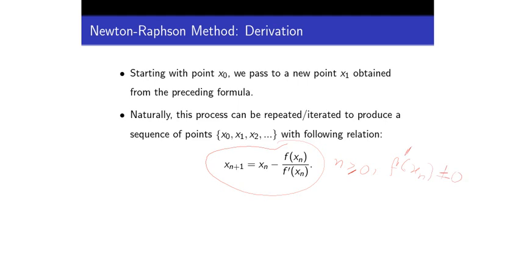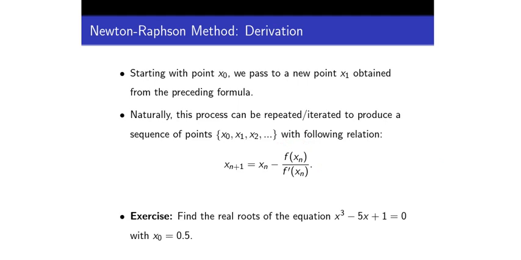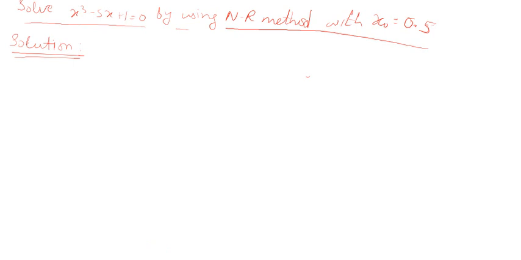You have to make sure this condition at each step. So let's solve the following problem. Find the real roots of the following equation: x cube minus 5x plus 1 equals 0. The initial approximation is given to you, x naught equals 0.5. So we have to solve this equation.